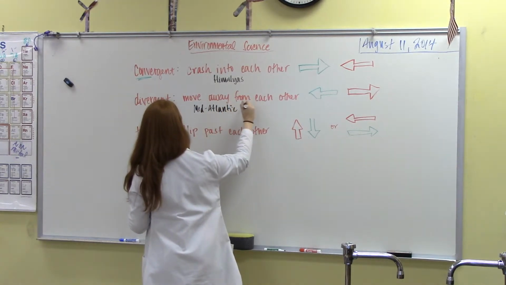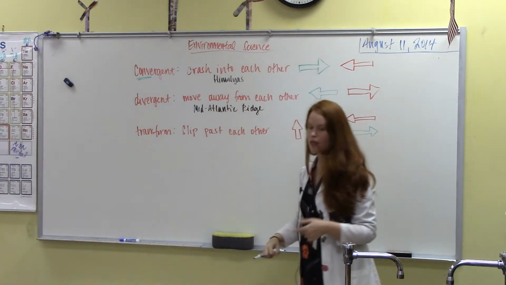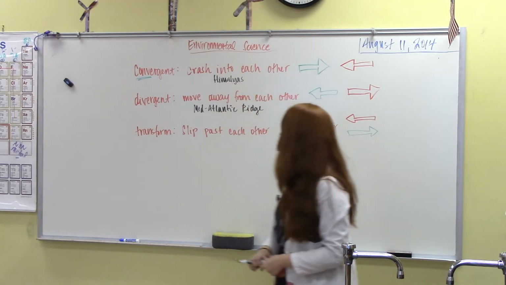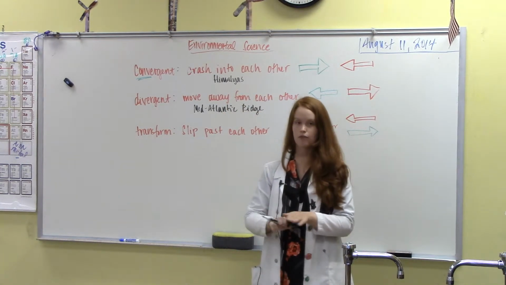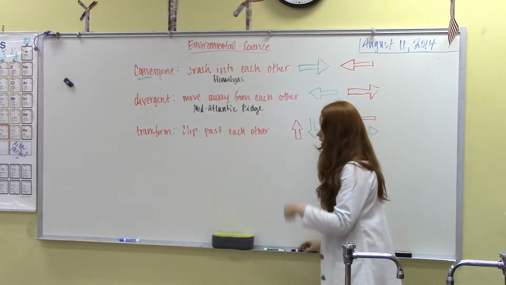Mid-Atlantic Ridge. Now the Mid-Atlantic Ridge is located in the Atlantic Ocean, no duh, okay? And it is where two plates are pulling apart from each other going the opposite way. So when that happens, you have stuff come up.